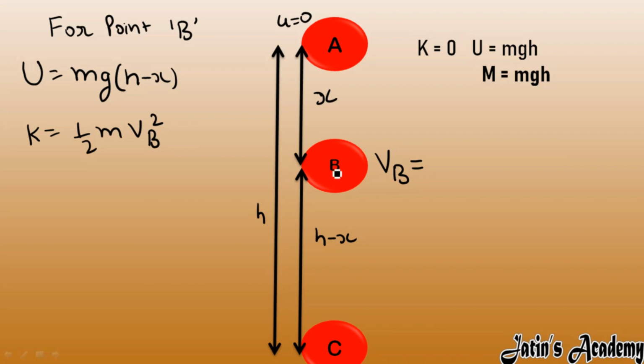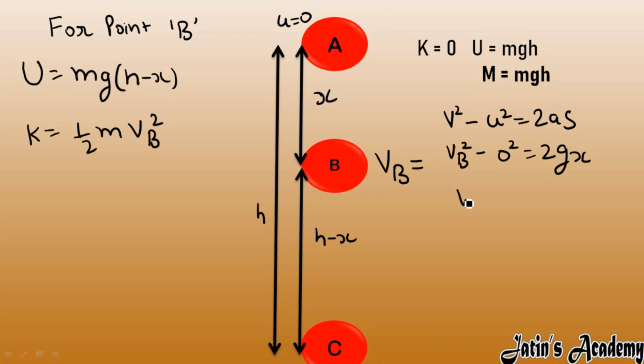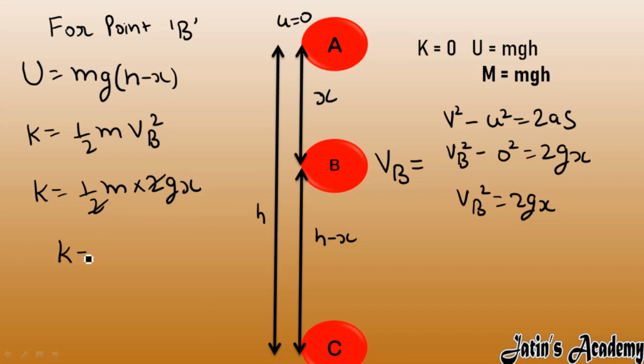How will we calculate it? By using the third equation of motion, which is v square minus u square equals 2as. So final velocity we have vb square, initial velocity we have 0, and 2 times acceleration. Acceleration is acceleration due to gravity because it is a free fall. So acceleration is due to gravity only, g, and total displacement from A to B is x. Okay, it is important to note that total displacement from A to B is x. So vb square we got as 2gx. Now put the value of vb square here. So kinetic energy is half m vb square, which is half m times 2gx. So 2 and 2 cancel out, and kinetic energy we got as mgx.